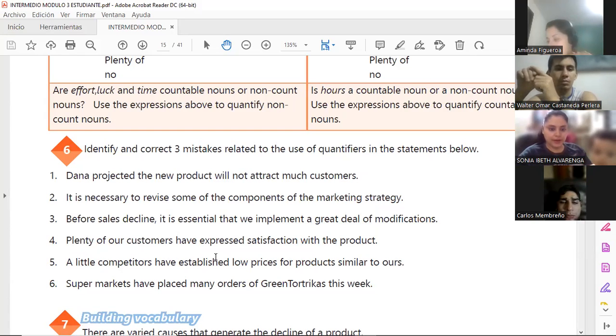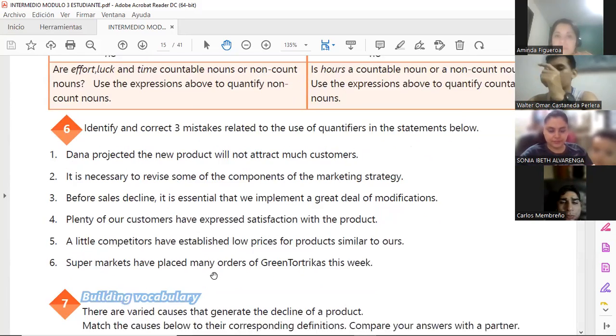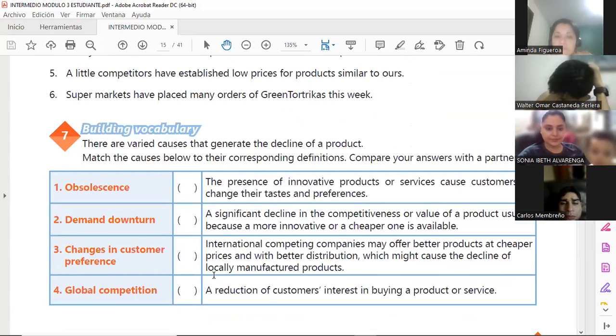Number six is correct. Good class. Thank you very much. And this is for the class tomorrow. El ejercicio 7 es para la clase de mañana, right?